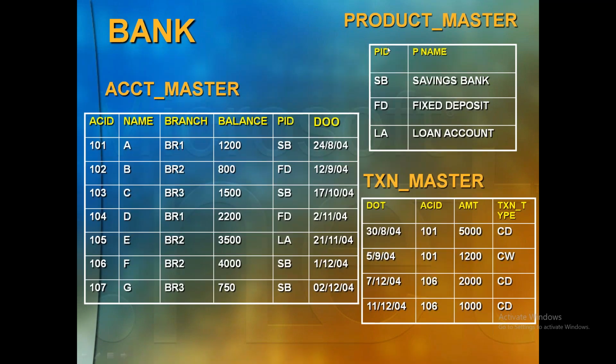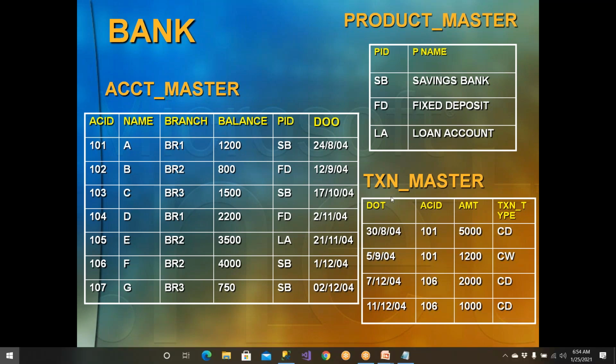For example, product master table and transaction master table. Is there any common column to join these two tables? The answer is no. Product ID, product name: here you don't have any product ID or product name. So the product master table and transaction master table cannot be joined. Am I clear?